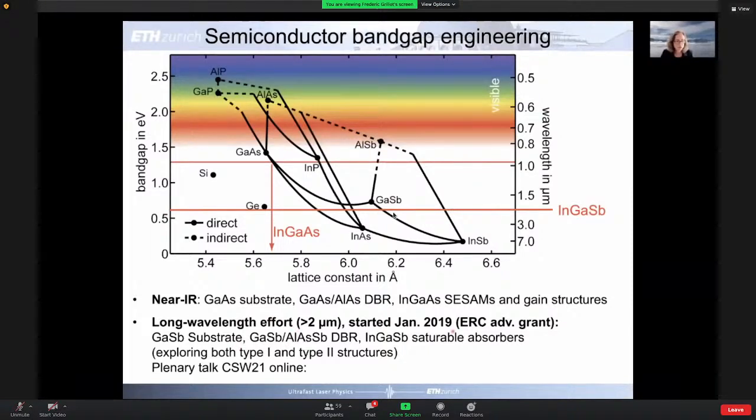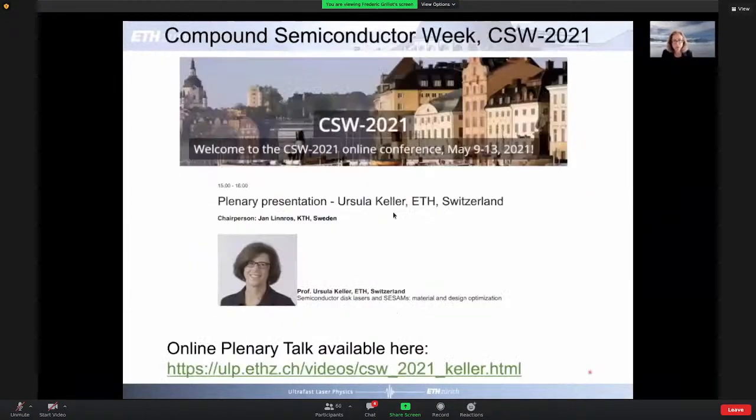And in 2019, I started a second ERC Advanced Grant pushing this technology into the long wavelength regime based on gallium antimonide materials. I recently had a plenary talk to discuss the material and design optimizations for these optically pumped semiconductor lasers. This plenary talk is available online under this link and gives much more detail than I can cover now.